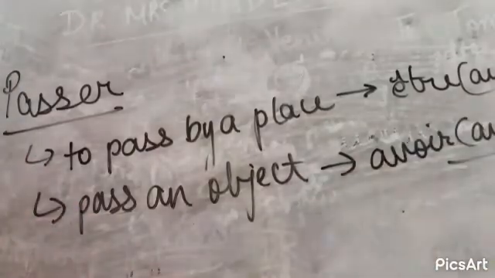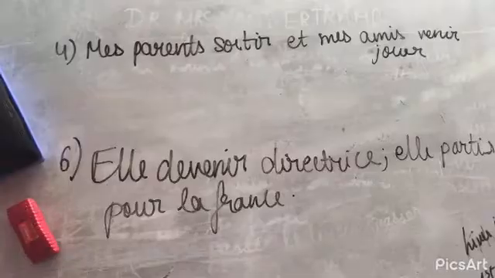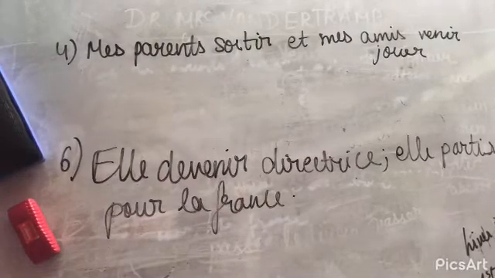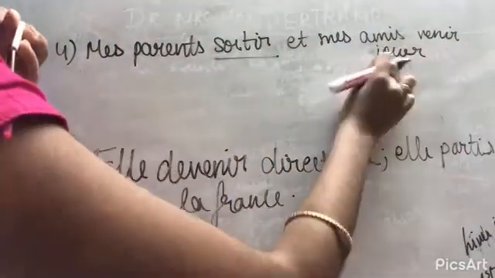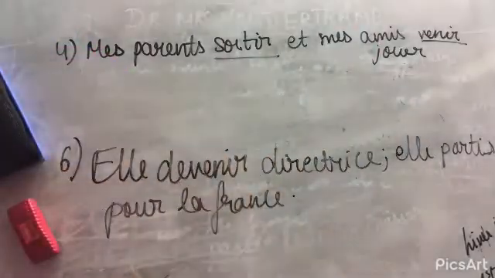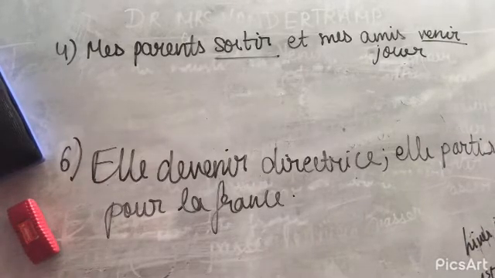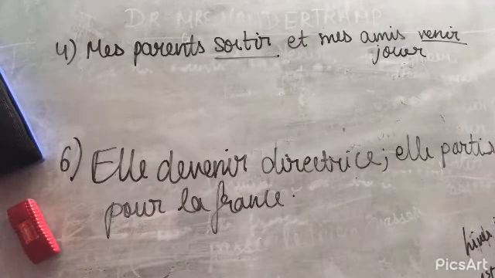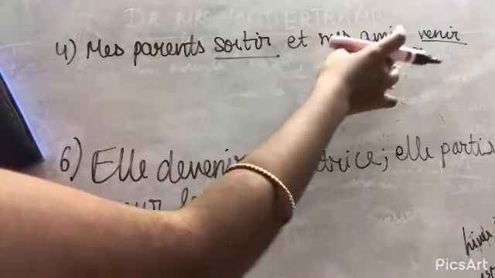Okay, so we will do more questions on this. Okay, so yeah, let's see. So here I have got two sentences. First sentence is mes parents sortir et mes amis venir jouer. These questions are from Rapalon on page number 57. The page number may vary. In my book it may be different, in your book it might be different. So it's in the first exercise, question number 4. So mes parents sortir et mes amis venir jouer. So my parents go out and my friends come to play.